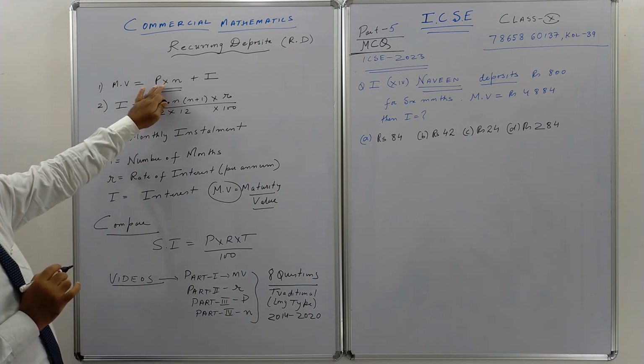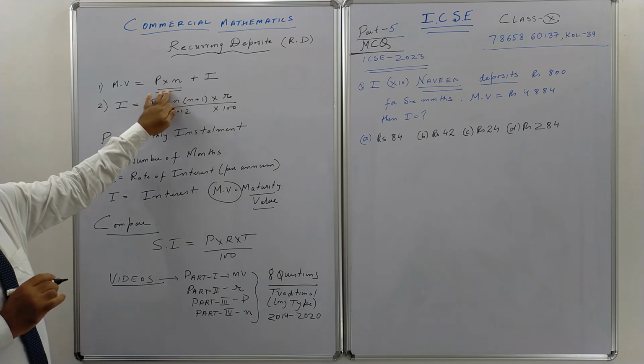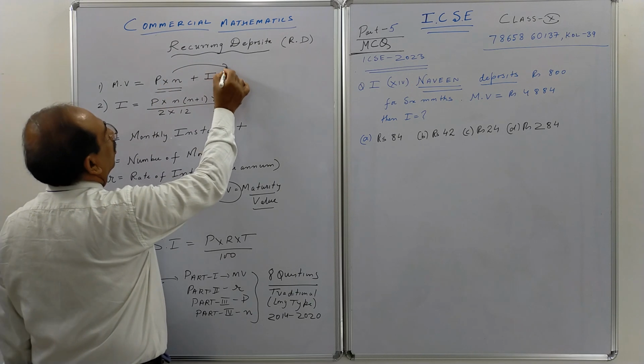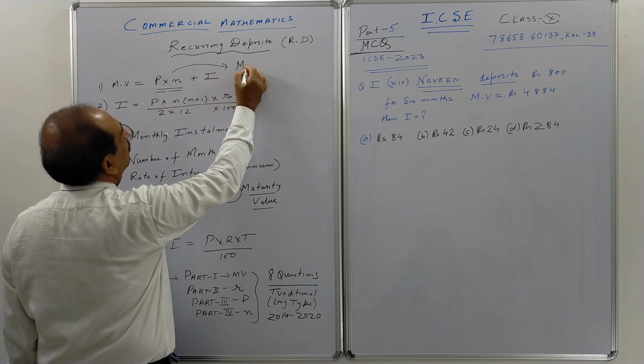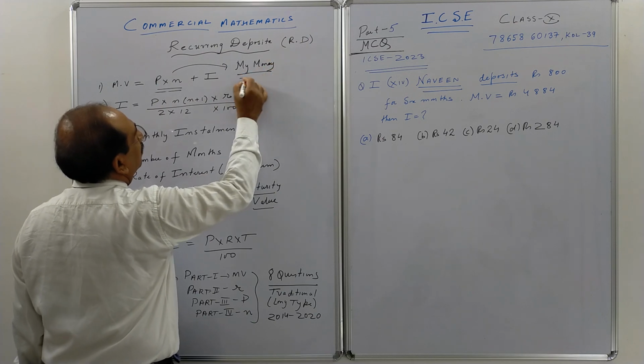I'll explain this to you. P rupees for N months, that the bank will return. When I do the example, you will understand why I call this my money. The bank returns my money.